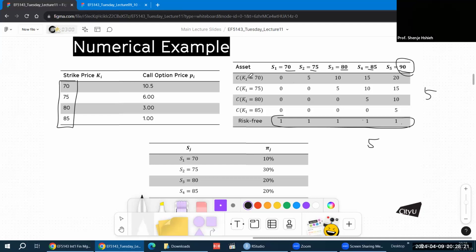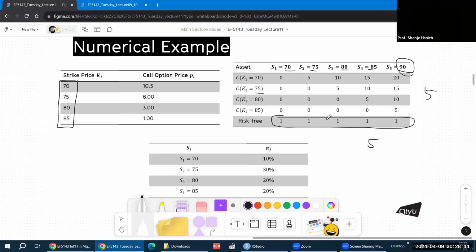So this is all call functions. Strike price 70: if the state of the world is 75, 75 minus 70 is 5. If the state of the world is 80, 80 minus 70 is 10, and so forth. Same thing for 75. If the state of the world is 70, 70 is less than 75, so it's 0. If it's 75, it's 0, etc. I hope these payoffs are obvious, right?